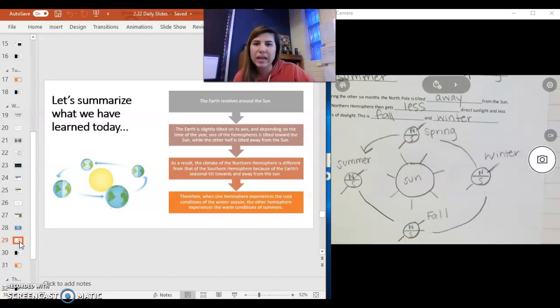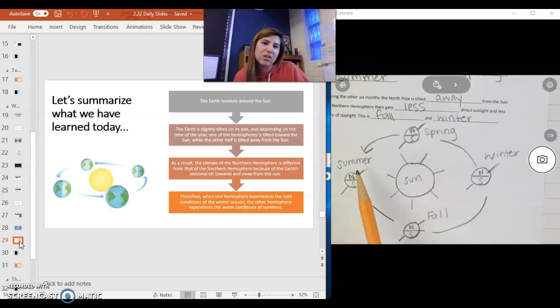So just to summarize what we've talked about today, we know that the Earth revolves around the sun and that the Earth is slightly tilted on its axis. And so depending on the time of the year, one of the hemispheres is tilted toward the sun while the other is tilted away from the sun. So notice we only labeled the seasons on the northern hemisphere because the southern hemisphere actually experiences the opposite season.